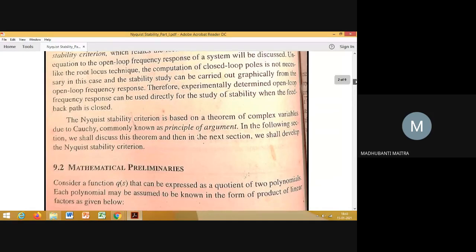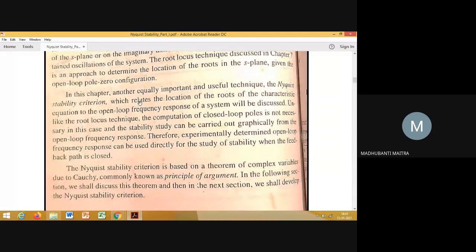So in this chapter, another very important and useful technique, which is Nyquist stability criterion, will be discussed. This frequency domain based stability criterion relates the location of the roots of the characteristic equation to the open loop frequency response of a system. And we know that the stability of a linear time invariant system is dependent on the location of the roots of the characteristic equation on the S plane, right?